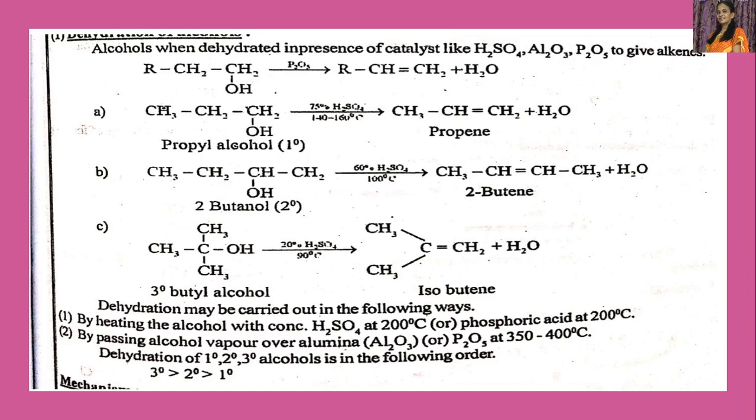Here we consider dehydration on heating to 140 to 160 degrees centigrade, with the help of concentrated sulfuric acid. Here we got propene. OH from this carbon and H from this carbon are removed and a double bond is formed between these two carbons. Therefore, the product obtained is CH3CH=CH2. That is, propene is the product obtained. This is one example. Our next example, let us see.